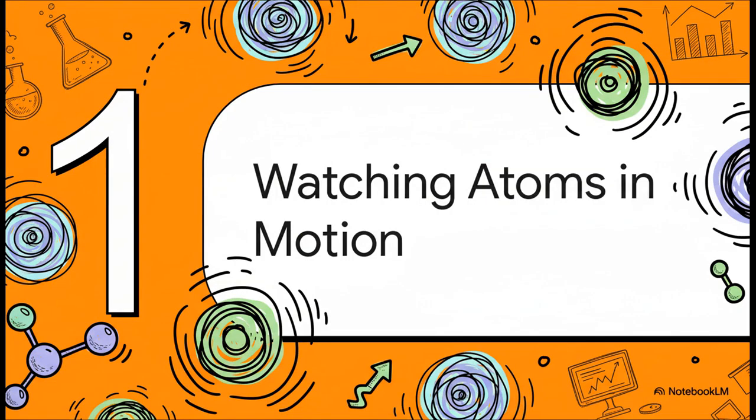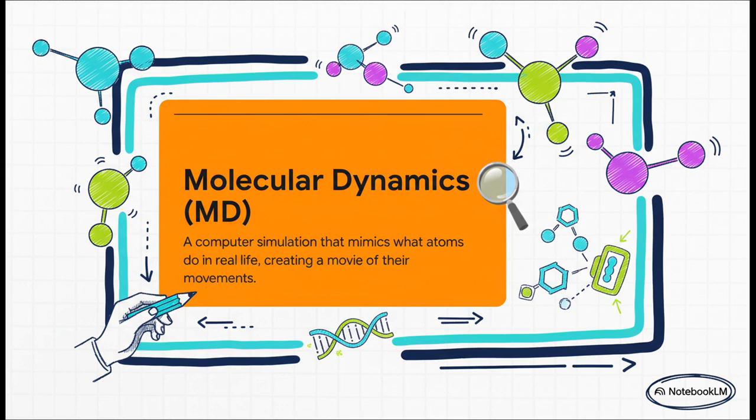Okay, first up, watching atoms in motion. So back to that question, how do you see the unseeable? Well, the answer isn't a better microscope or a bigger lens. It's actually something completely different, something built inside a computer. The tool is called molecular dynamics, or you'll just hear it called MD. And honestly, the best way to think about it is as a movie, an atomic movie. It's a computer simulation that creates a film of what atoms and molecules are actually doing in real life. It lets us see how they move, how they interact, how a protein folds. You get the picture. It's our virtual camera into this invisible world.